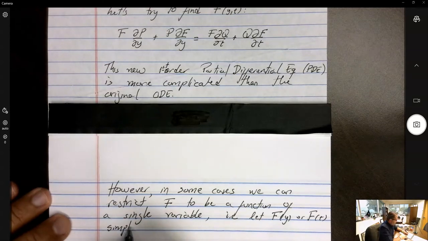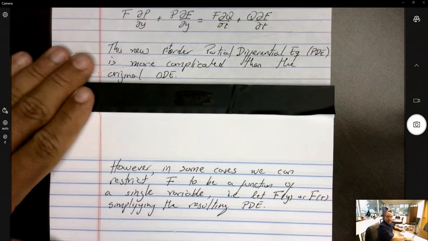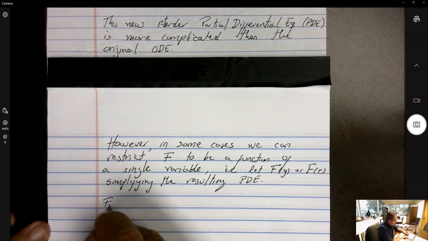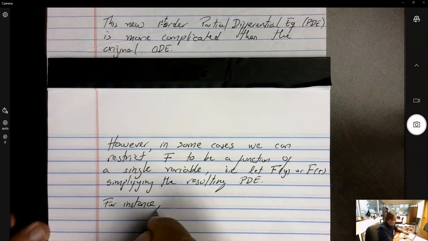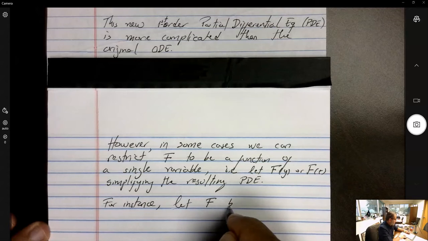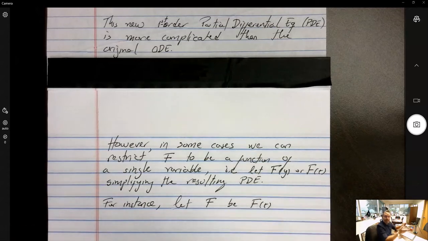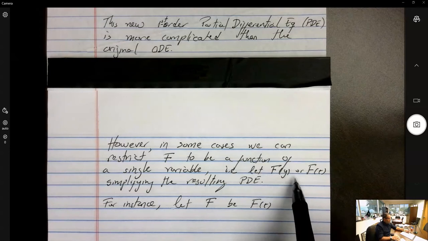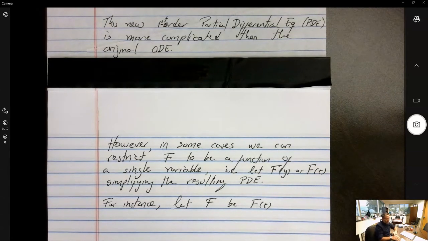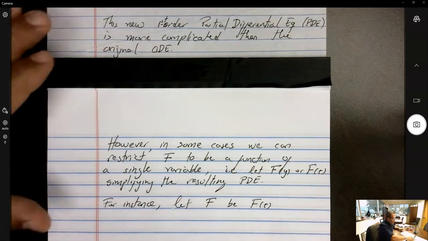Simplifying the resulting PDE. That is, for instance, let f be a function of t, and let's see if we can somehow find it. By the way, this is not a general solution again. There can be, in some cases, ways in which we can restrict it to be a single variable function and then still find that solution, right? And I'll tell you when it works and when it doesn't work.